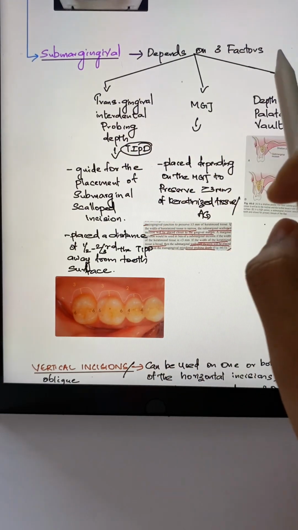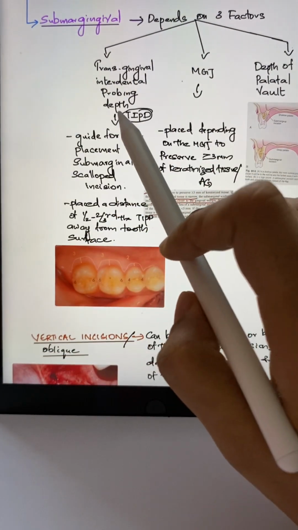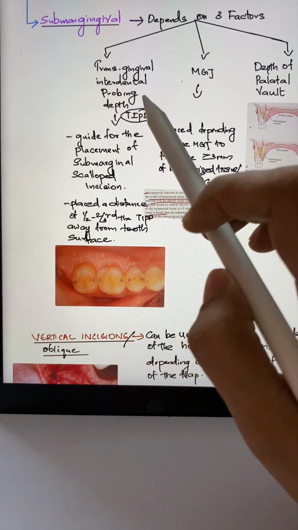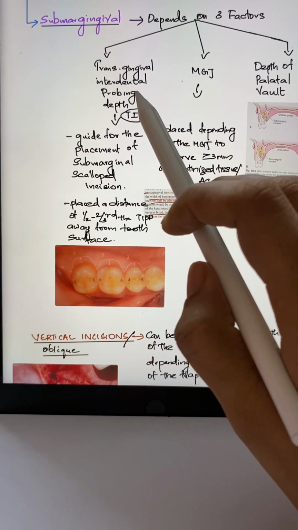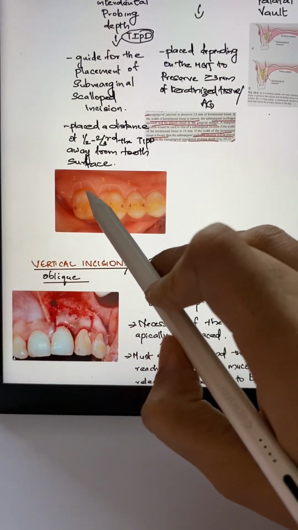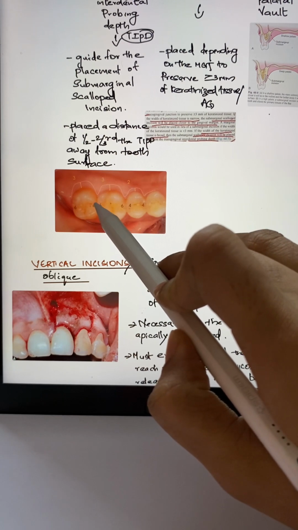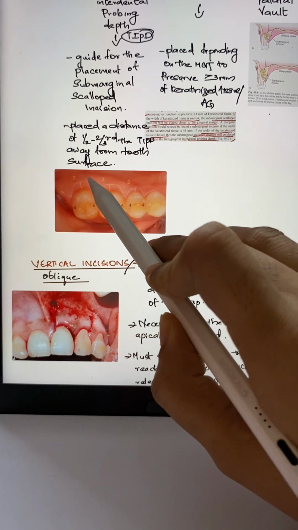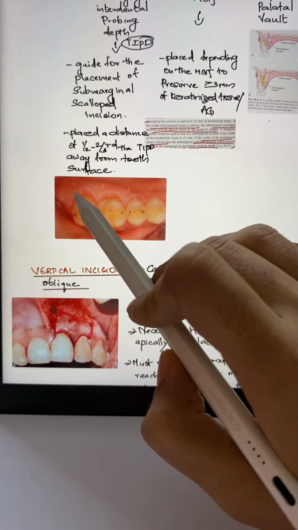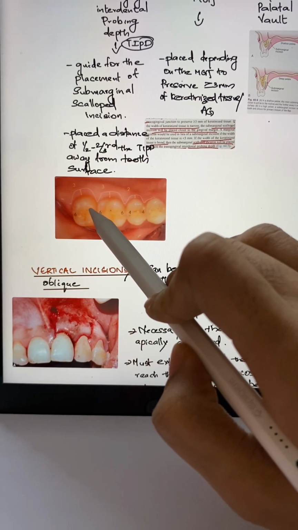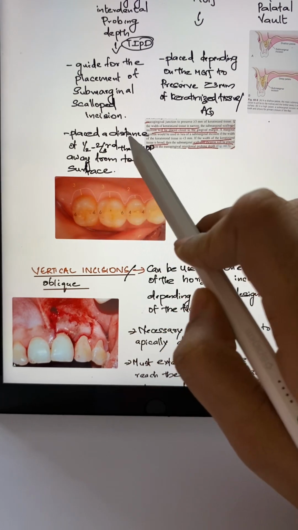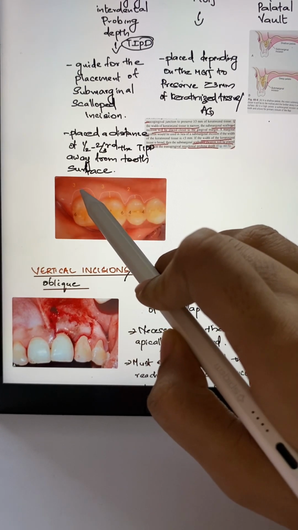This depends on three factors. First is transgingival interdental probing depth, then mucogingival junction, and depth of the palatal vault. The transgingival interdental probing depth is a guide for the placement of the submarginal scalloped incision. If the probing depth is 6 mm, this incision has to be placed a distance of half to 2/3 of the transgingival interdental probing depth away from the tooth surface. So if the probing depth is 6 mm, then it has to go half of this distance, so 3 mm of distance should be there.